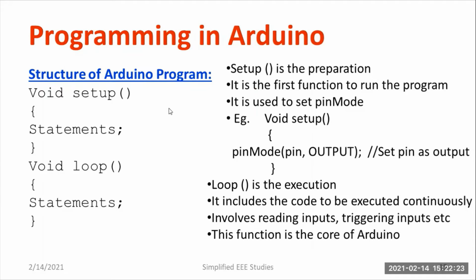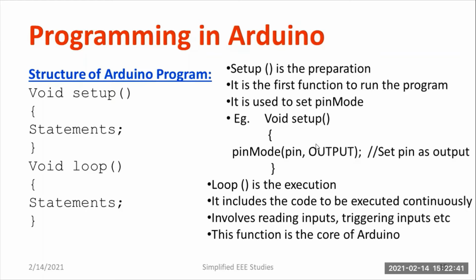If you look at the program structure, there are two parts. The first one is void setup, the other is void loop. The importance of void setup, let me explain. Setup is the preparation. It is the first function to run in the program. It is used to set the pin mode. That means it decides the direction of the pin.